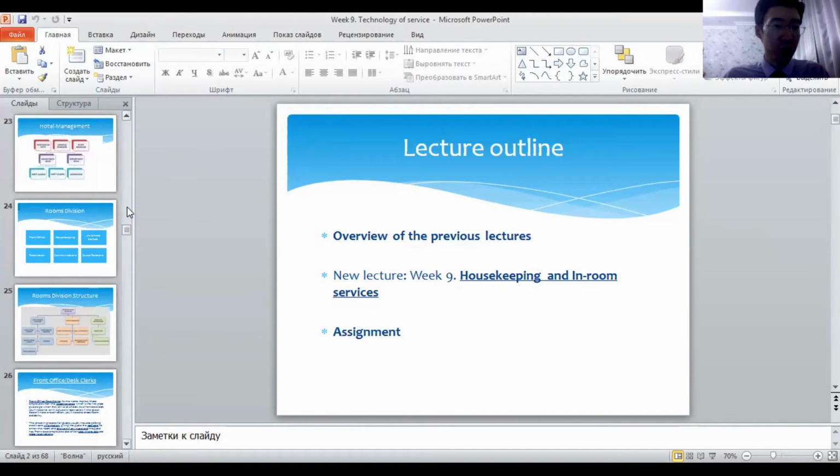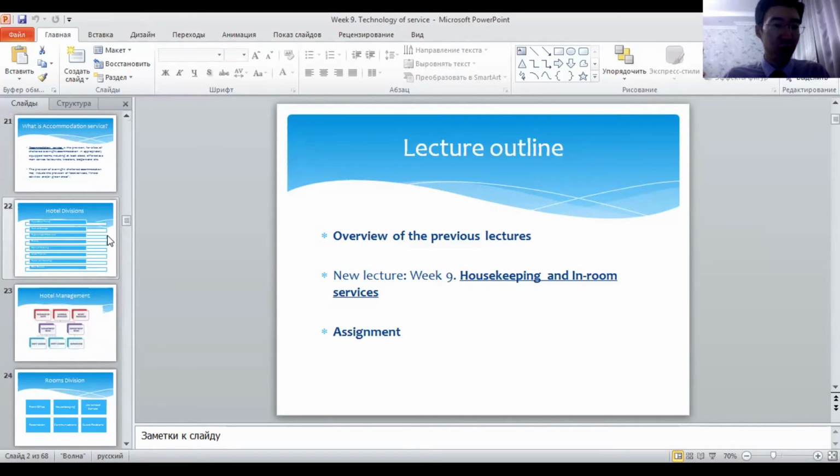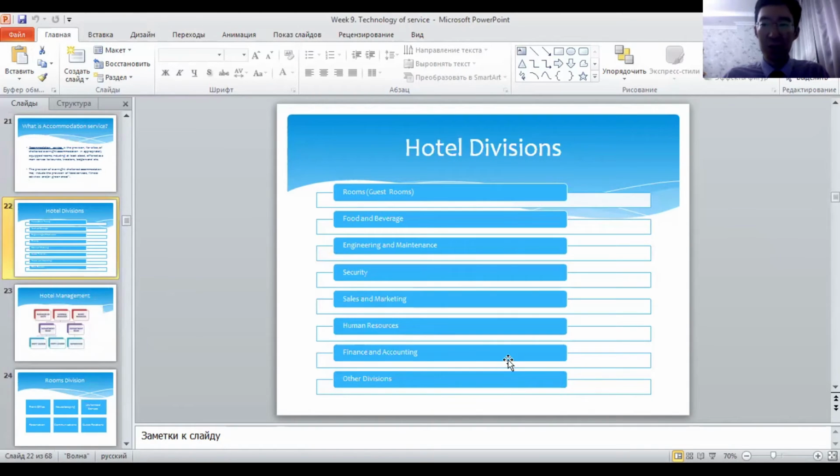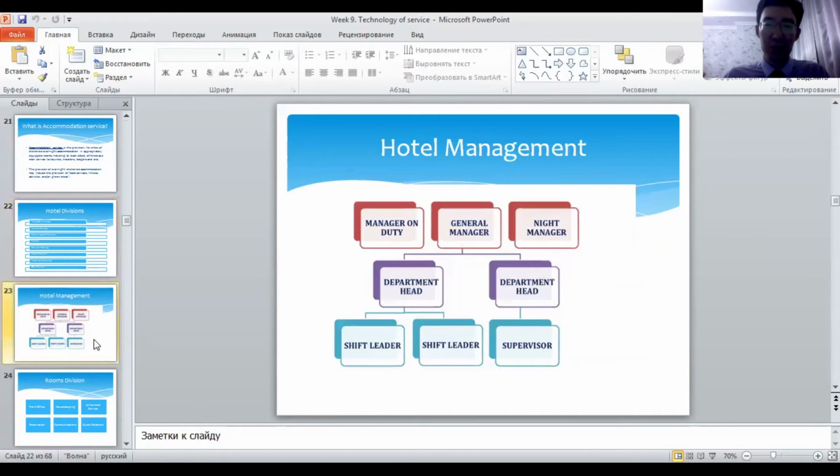During the previous lecture, we talked about the divisions of the hotel. The hotel has the rooms division; food and beverages, which is about catering; engineering and maintenance, about all the facilities that help the hotel function; security; sales and marketing; human resources, basically HR management; finance and accounting; and the other divisions.